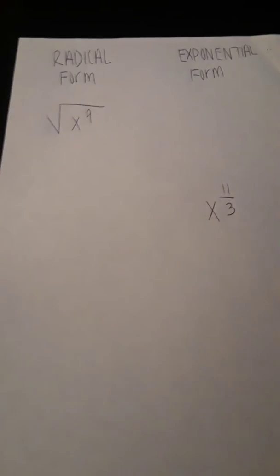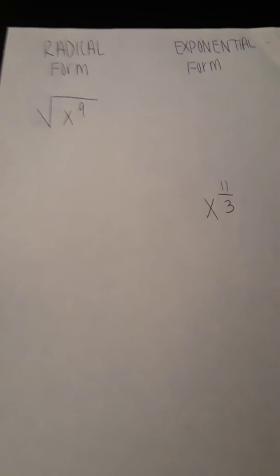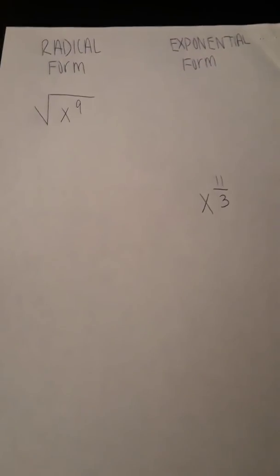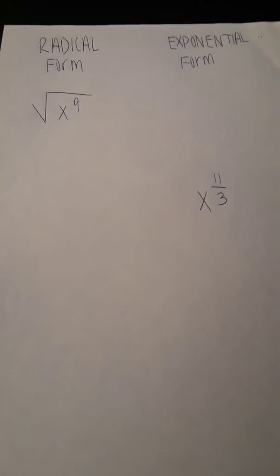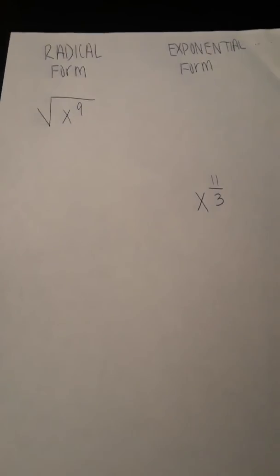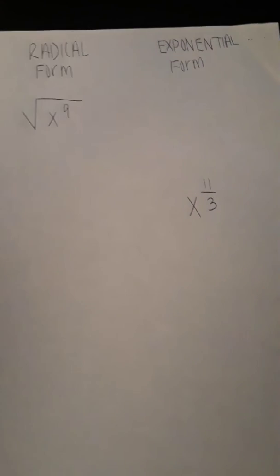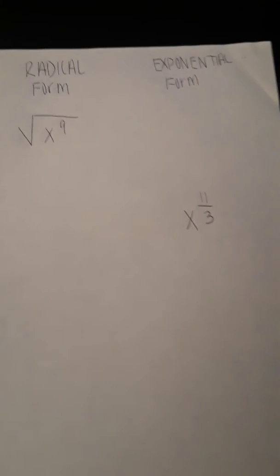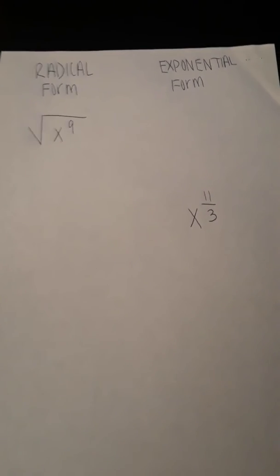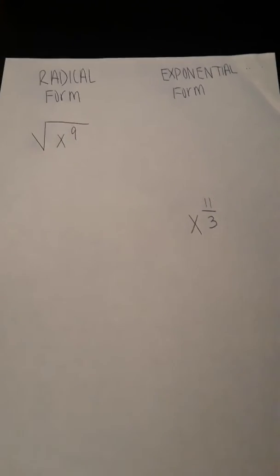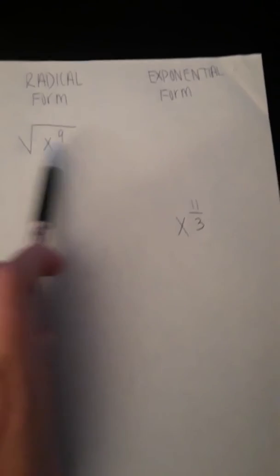Hi guys, here is a video of taking something from radical form and switching it over to exponential form and vice versa. So obviously when something's in radical form, it has a radical, and it could be anything from a square root, cube root, and so on. Now here we have x to the 9th under the radical.